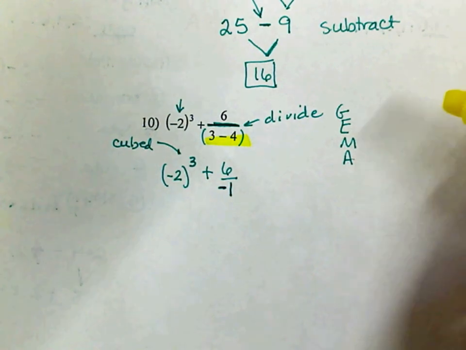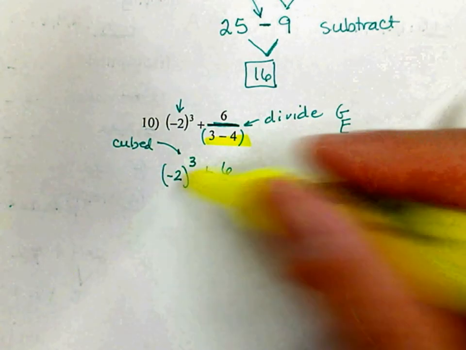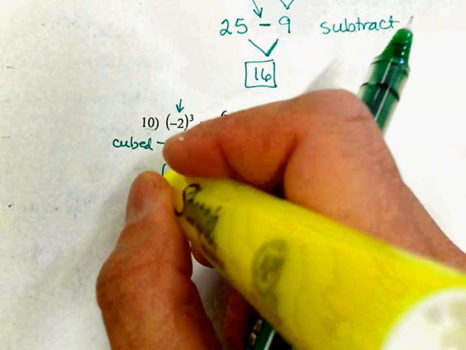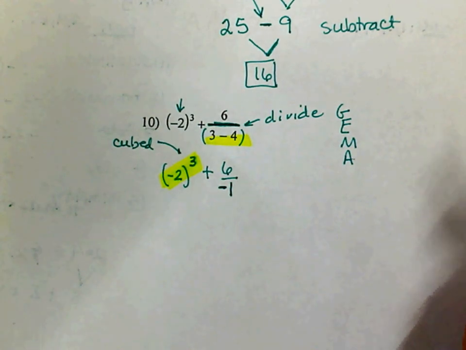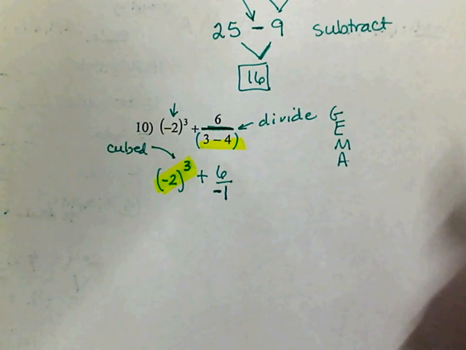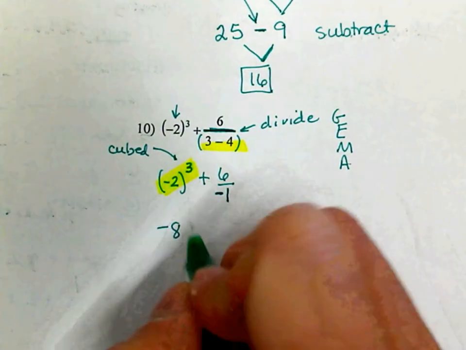Do we divide first or we do exponent first? Exponent. What is negative 2 to the third? Cube. What's negative 2 cubed? That is not 6. What is it? That's negative 2 times negative 2, which is positive 4. 4 times negative 2 is negative 8. Very good. And then you bring down your 6 divided by negative 1. Okay?